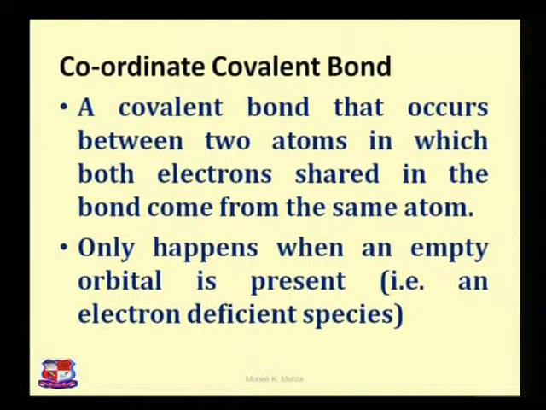The other bond is the coordinate covalent bond. A covalent bond that occurs between two atoms in which both shared electrons come from the same atom. In a covalent bond, the atoms equally share their electrons, but in a coordinate covalent bond, the atoms share electrons, but the contribution is from only one atom. It only happens when an empty orbital is present in one atom and the other atom has an electron pair.